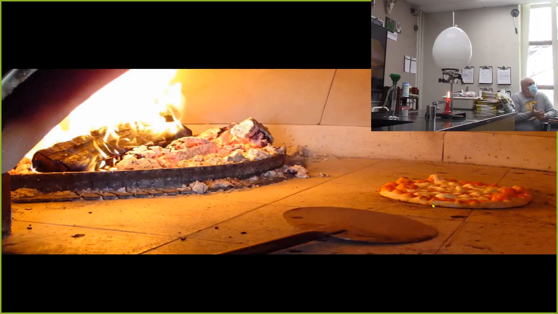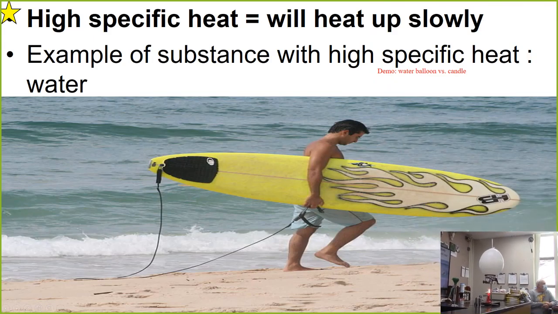What's nice about a brick oven is that once you get those bricks hot, they tend to stay hot for a long time. And you can use them to bake bread, pizzas, whatever. All right, so high specific heat things will heat up slowly. A really good example is water, and we're seeing that in action right now with our balloon. With the water, that water is absorbing a lot of that thermal energy. That candle is heating up the water, but it takes a long time for the temperature of that water to increase high enough. Yes, Connor?